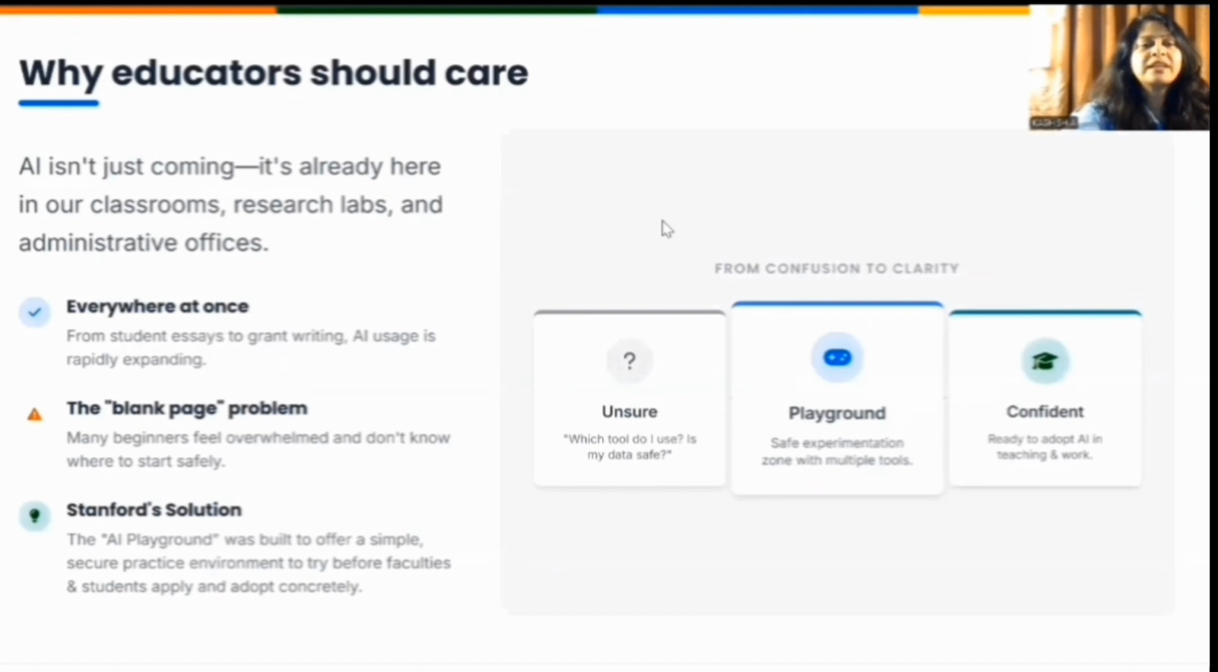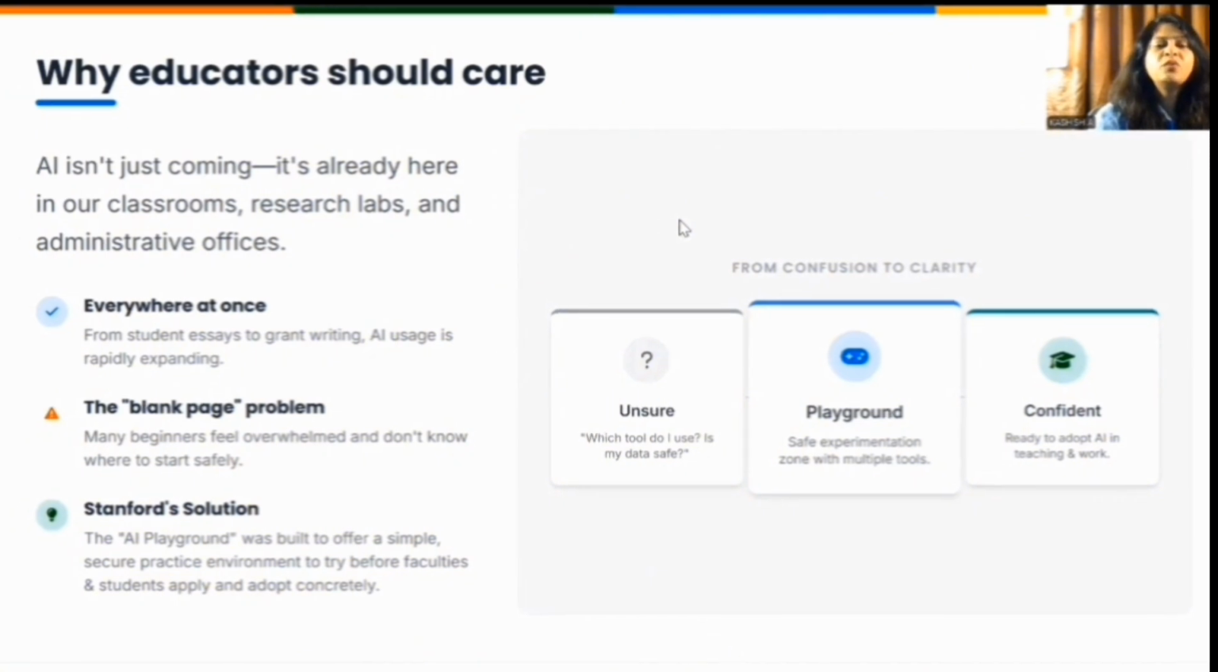Why should educators care? AI isn't just coming, it's already here in our classrooms, research labs, and administrative offices too. Everywhere at once. From student essays to grant writing, AI usage is rapidly expanding. The blank page problem: many beginners feel overwhelmed and don't know where to start using AI safely.